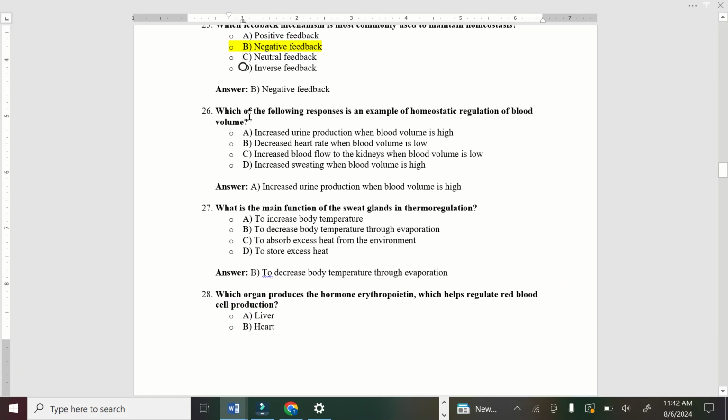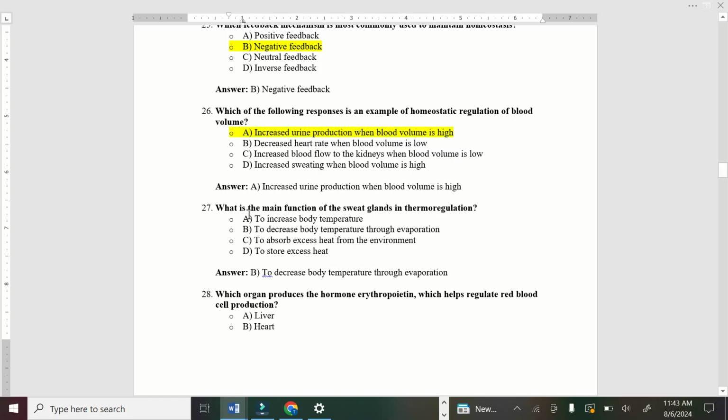The next MCQ is: which of the following responses is an example of homeostatic regulation of blood volume? A. Increase urine production when blood volume is high. B. Decrease heart rate when blood volume is low. C. Increase blood flow to the kidney when blood volume is low. D. Increase sweating when blood volume is high. So the correct option is A. Increase urine production when blood volume is high.